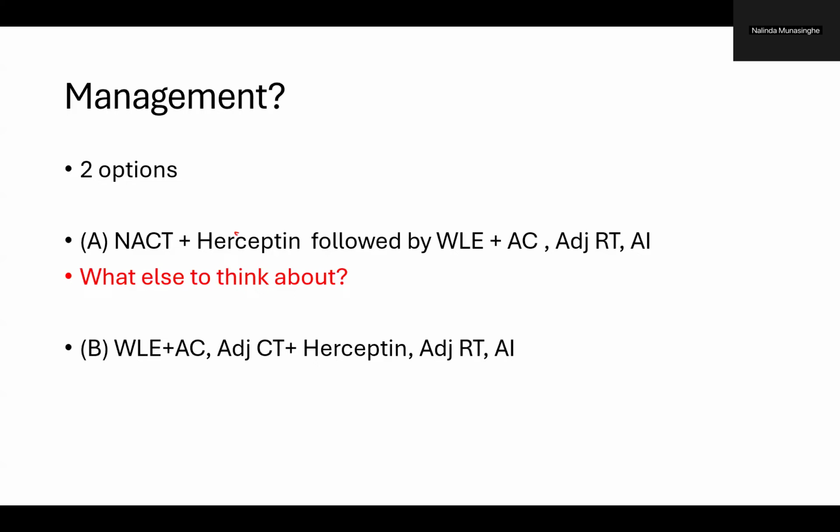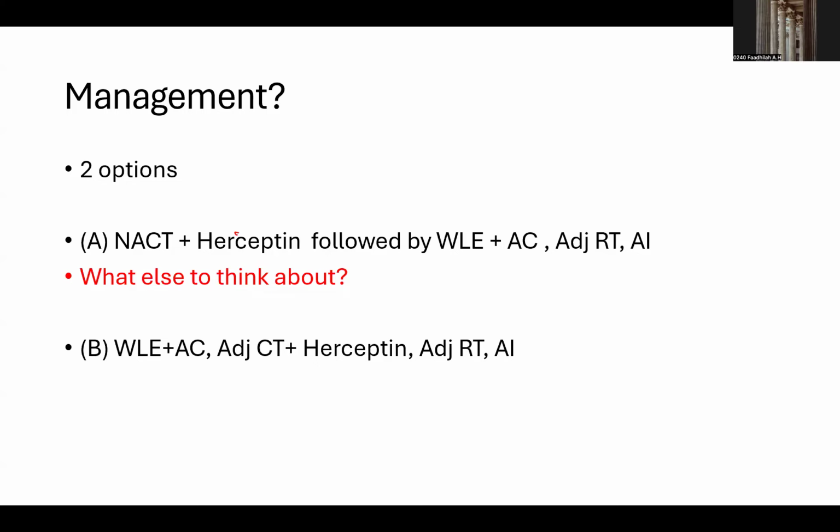The first option is the best because HER2 positive ones will do well with neoadjuvant chemotherapy. That's the second option. Now, if you are giving neoadjuvant chemotherapy for a breast cancer, and if you are going to do a wide local excision later, what are the problems that you should anticipate?